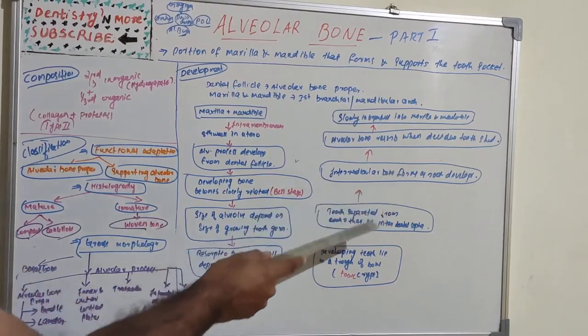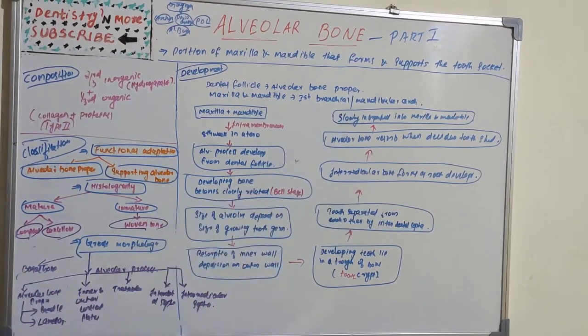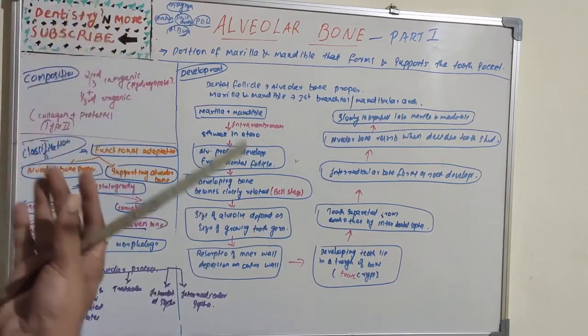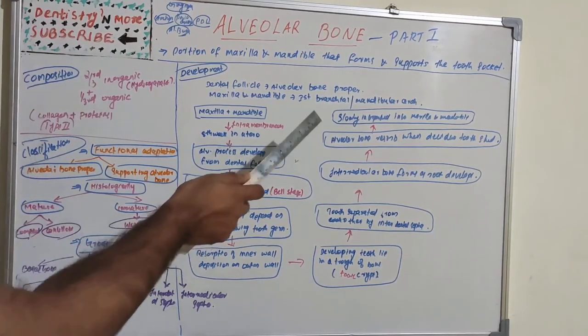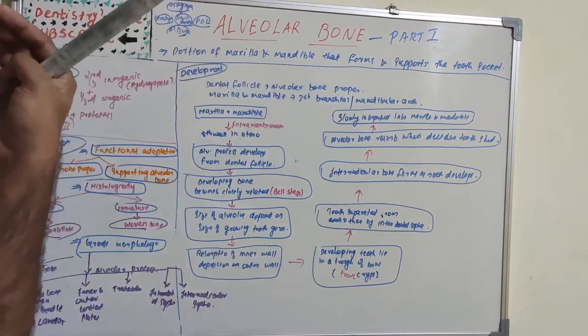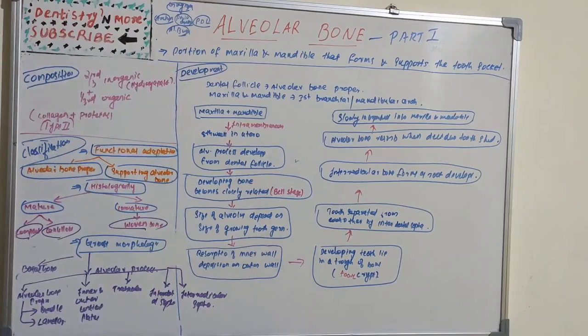So we've seen the interdental septum, then there will be interradicular bone formation as the root formation happens between the two roots of multi-rooted teeth. Whereas in the case of deciduous teeth, when a deciduous tooth sheds, its alveolar bone automatically resorbs. After that, the alveolar process gradually gets incorporated into the maxilla or mandibular body. Though it has a separate origin, finally it will be one single bone. So the permanent tooth moves into place, developing its own alveolar bone from its own follicle.